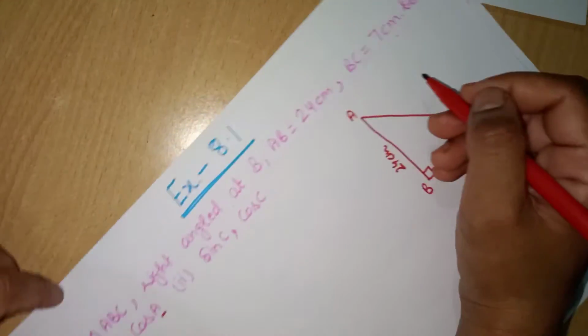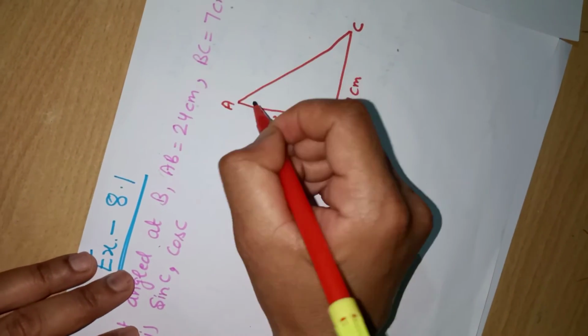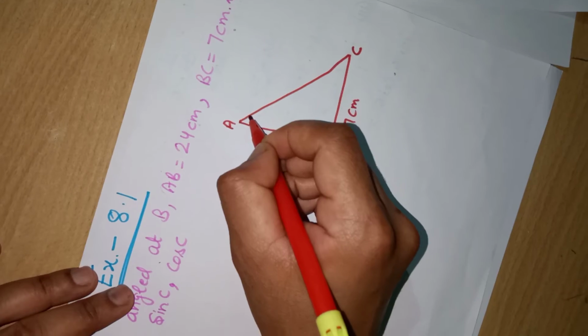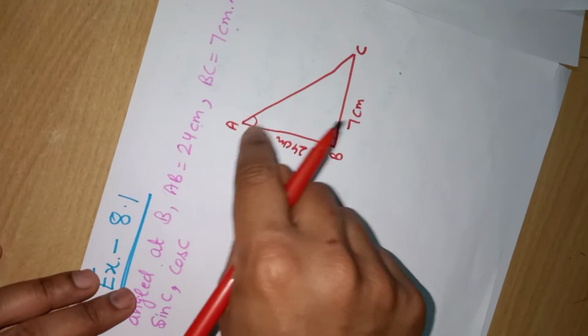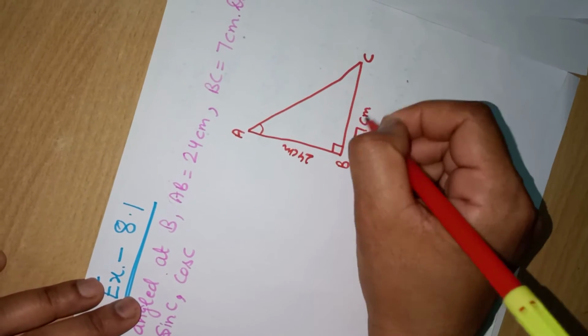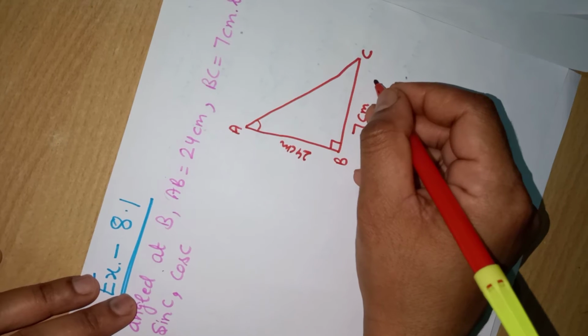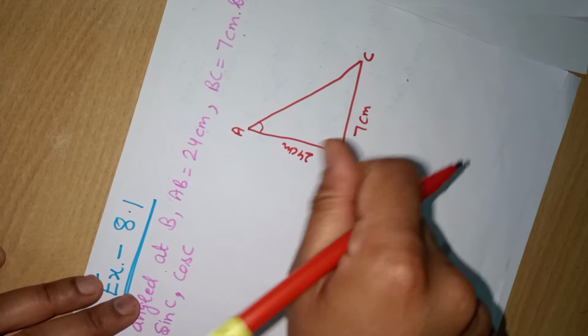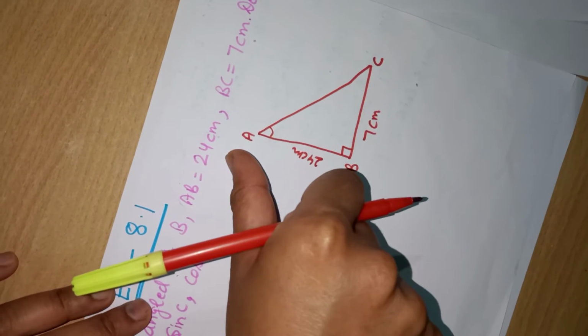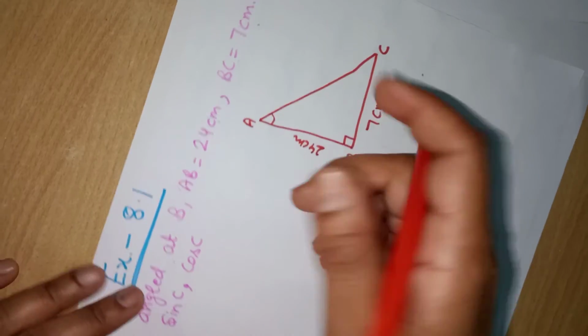So we will consider the triangle in this way. We will take the acute angle as A. So if I take the acute angle as A, then this side, BC, will be our perpendicular and AB will be base.